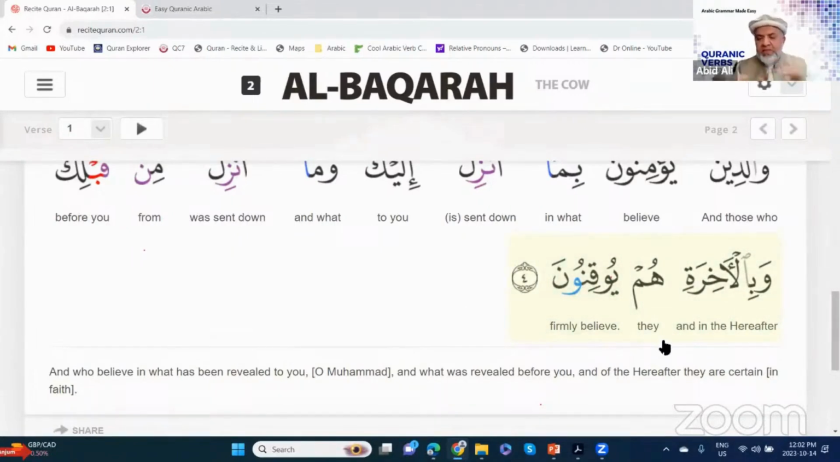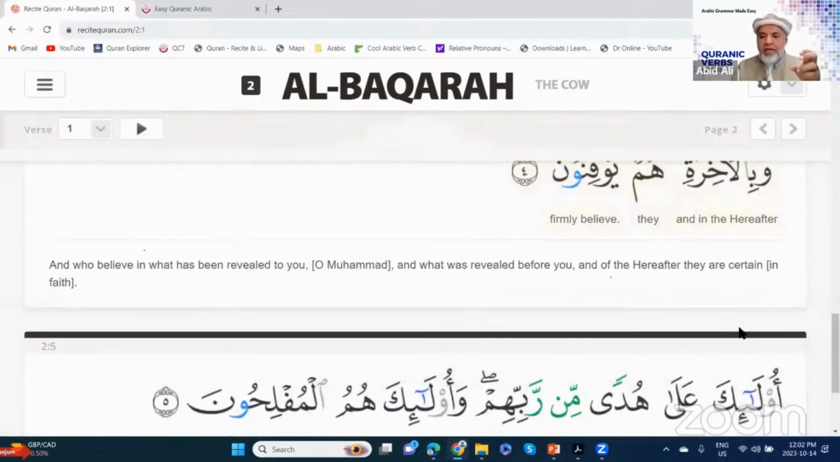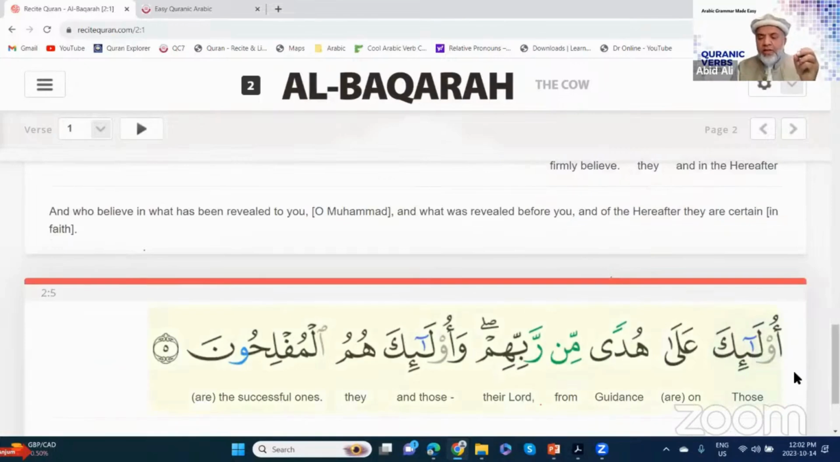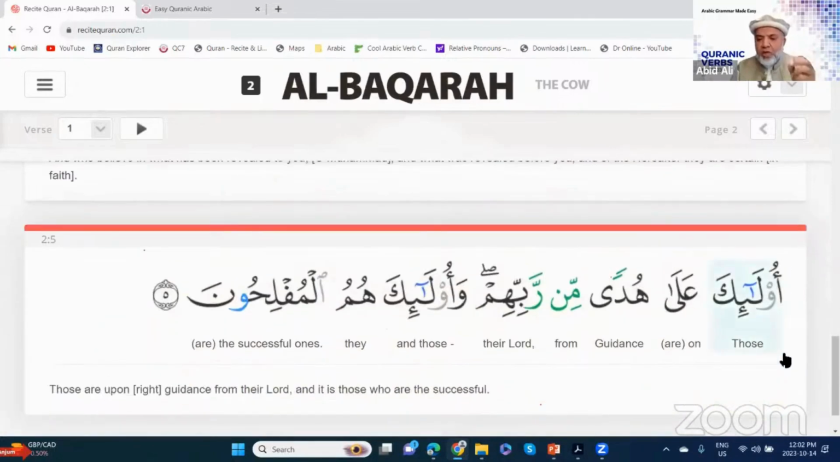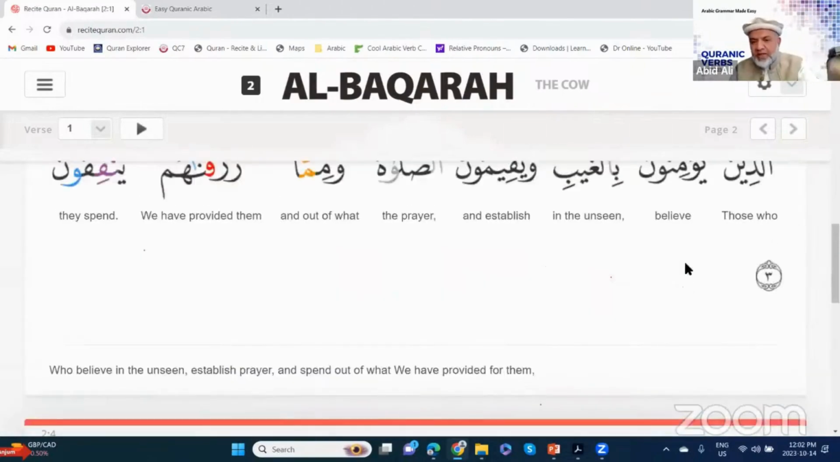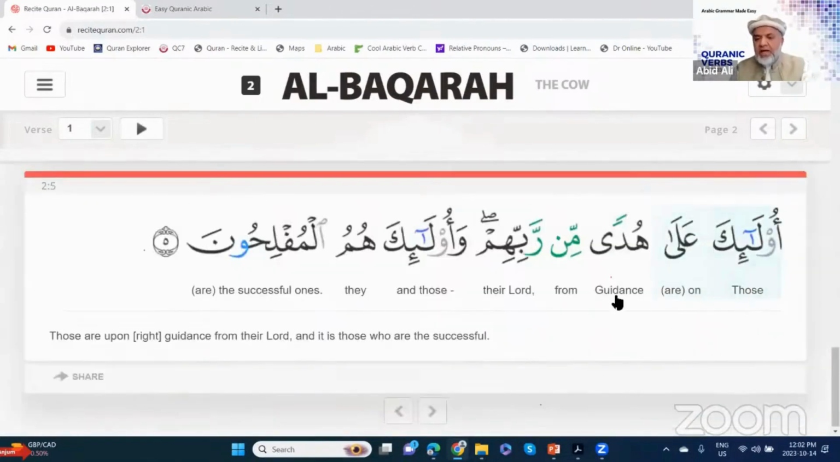Do you think the message is similar in these two ayahs? If you read Surah An-Naml, the first three or four ayahs, and then you read Surah Al-Baqarah, inshallah you will find the similarity in the message. Now look what Allah subhanahu wa ta'ala is saying after that. Ulaika ala hudam mir rabbihim. So the people who have these characteristics, they are the ones who are on guidance from their Lord. Those are on the guidance from their Lord.